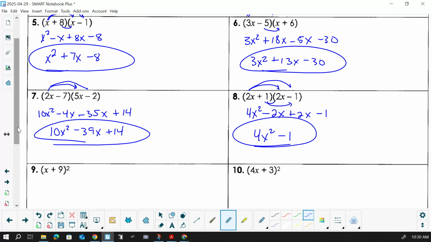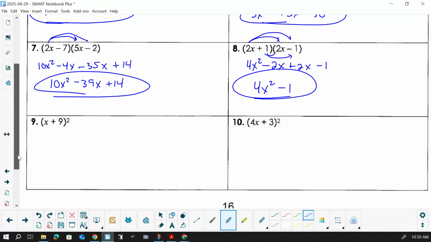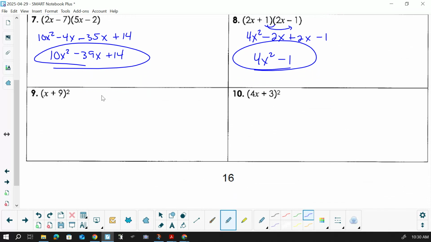And we're going to look back at these in just a minute because we're going to do the opposite of what we're doing here in just a moment. x plus 9 squared means x plus 9 times x plus 9. Okay, so x times x, x squared, x times 9, 9x. Now the 9 times x, 9x, 9 times 9, 81. So we got x squared plus 18x, and then plus 81.